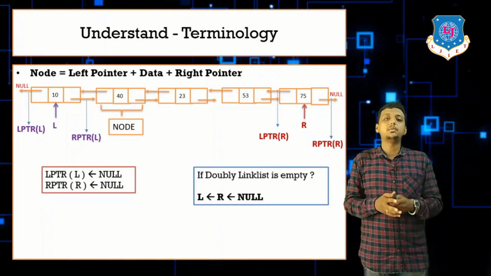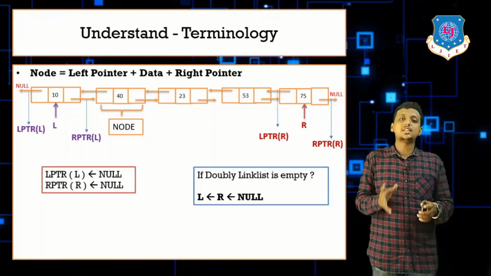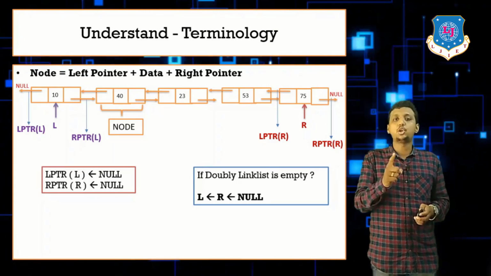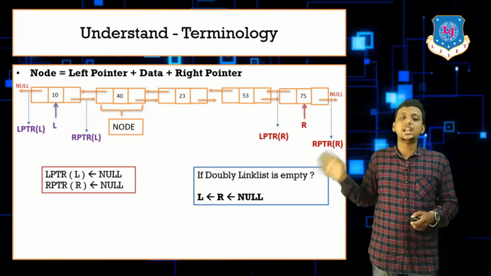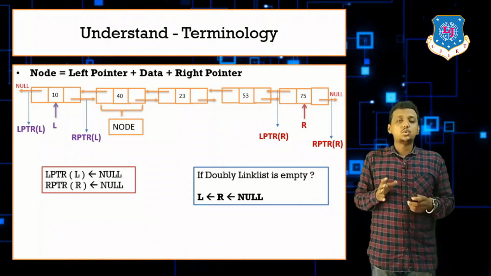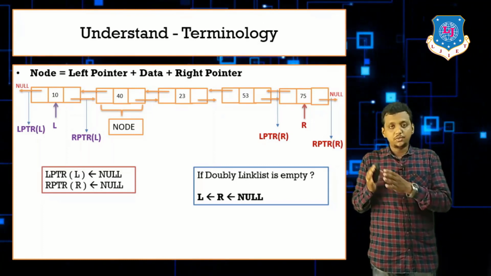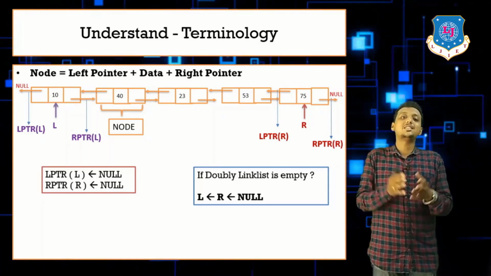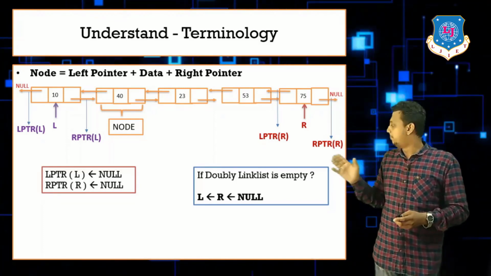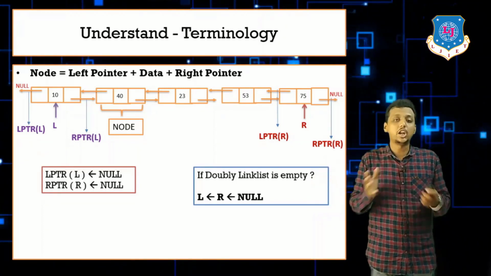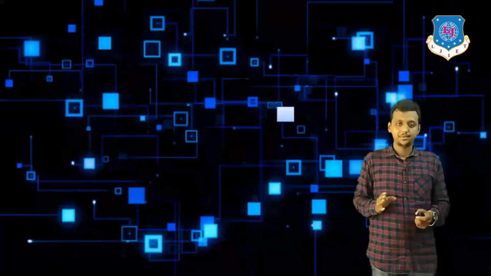Now what happens if my doubly linked list is empty? Students, you know that when my singly linked list is empty, then the first pointer is pointing to null. Same like that, if my doubly linked list is empty, then L and R both point to null. So students, when the first pointer is pointing to null, we can say that the linked list is empty or the linked list doesn't exist. Same like that, when my doubly linked list is empty or does not exist, then L and R both point to null.